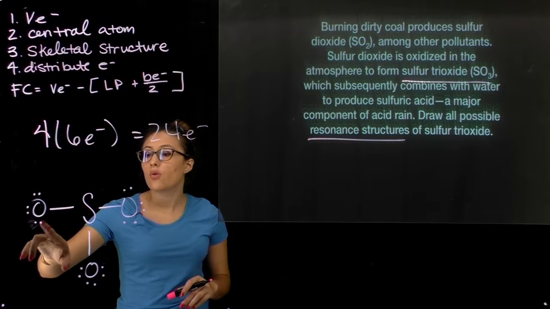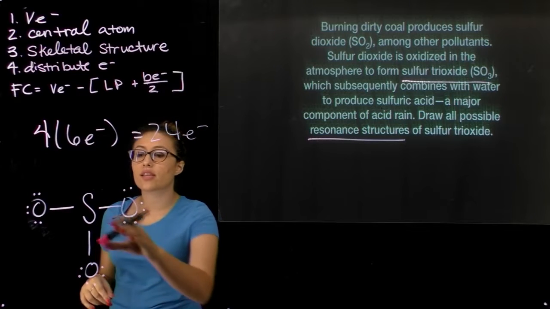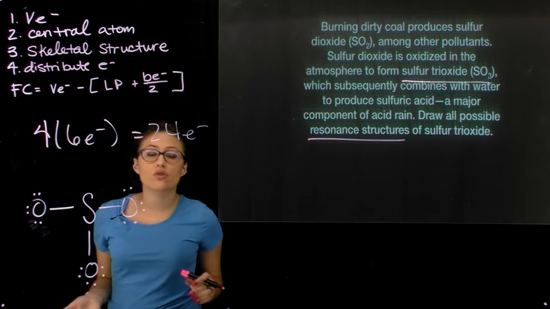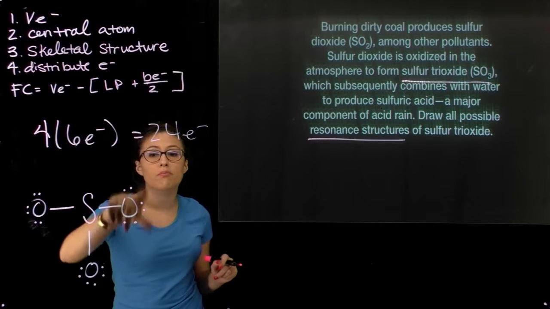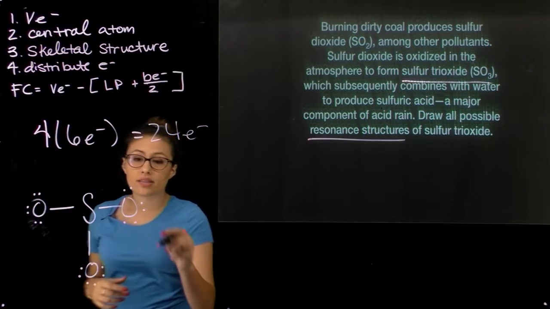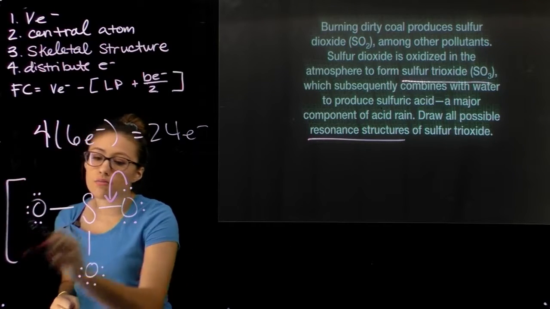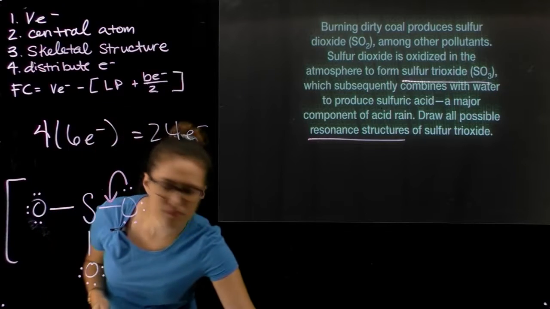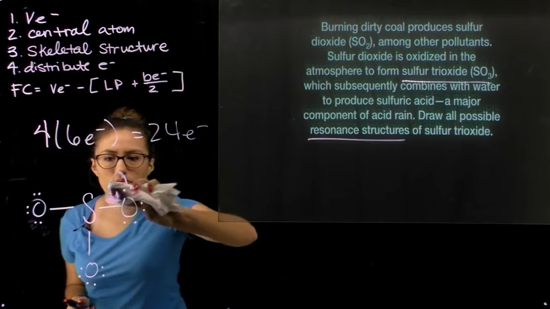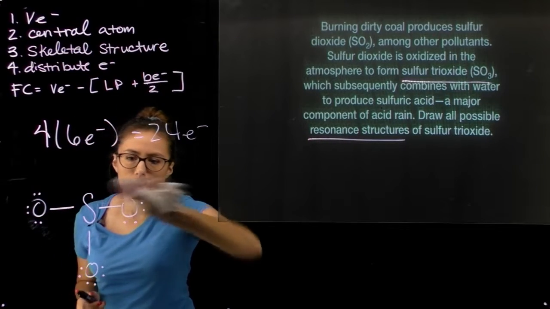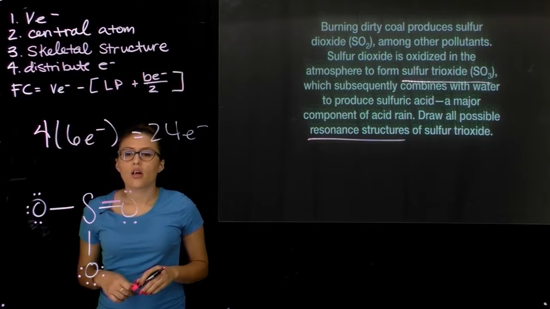So in the case of oxygens, we have 2, 4, 6, 8, 8 electrons. In the case of sulfur, we have 2, 4, 6. So sulfur does not have its octet. So what we can do is we can form multiple bonds by taking a lone pair and drawing a multiple bond from it. So if we were to do that, we get something of the following.